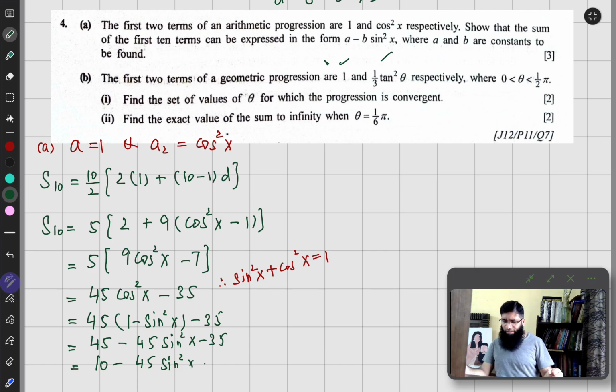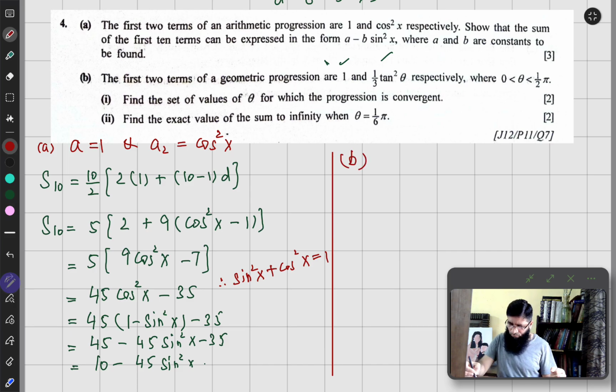Now in part B, it is given that the first two terms of a geometric progression are 1 and 1 by 3 tan square theta. Find the set of values of theta for which the progression is convergent. Now I've told you about the convergent sequence, that basically the absolute value of r must be less than 1. It is given that the sequence is convergent, so r must be less than 1.